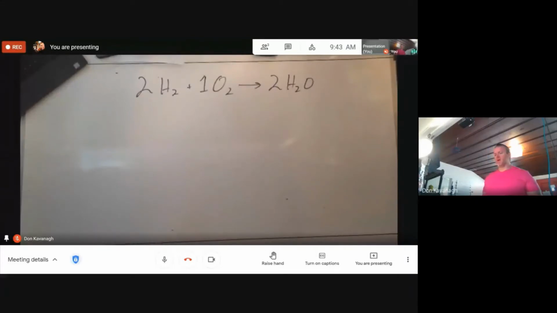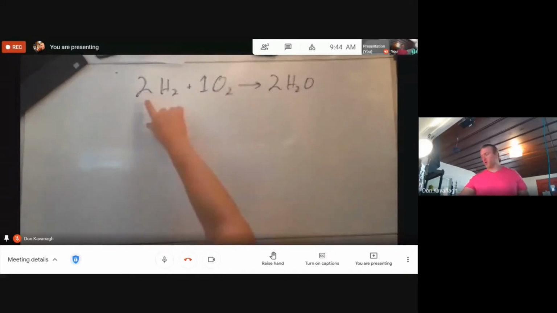We have a balanced chemical reaction here, and we're going to talk about the predictive power of a balanced chemical reaction. We have hydrogen gas, H2, reacting with oxygen gas, O2, to produce water, H2O. It is balanced with a 2 to 1 ratio of the reactants, and 2 equivalents of water will be produced in this combination reaction.